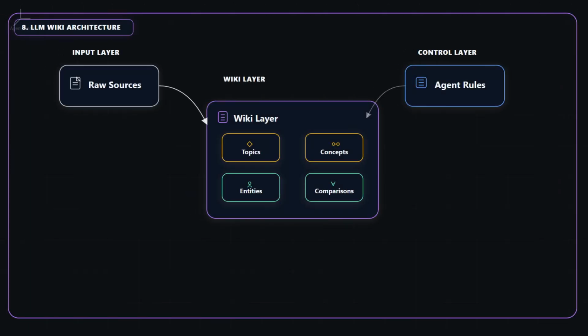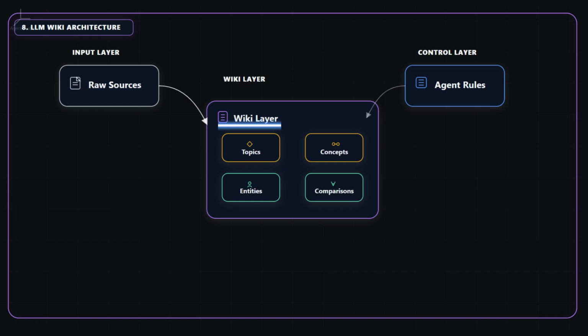When we look at the LLM Wiki architecture, it is simple and can be understood in three layers. The first layer is raw sources. These are the original documents, papers, reports, notes, transcripts, articles, images, or data files. They remain immutable and are the source of truth.